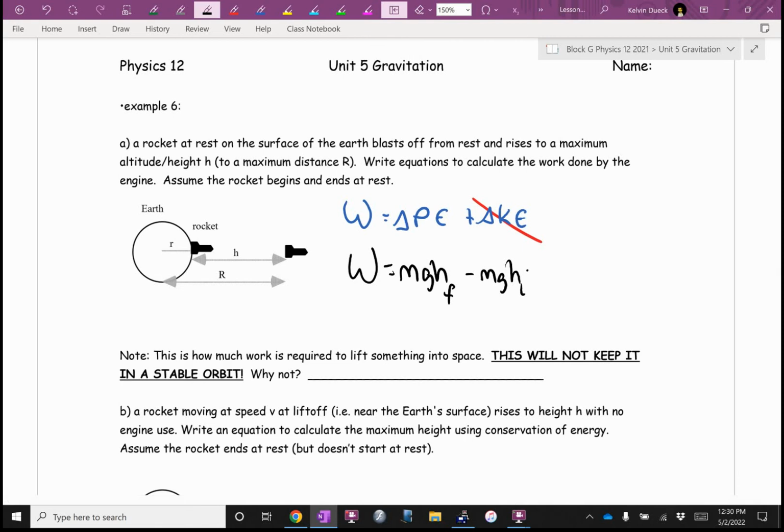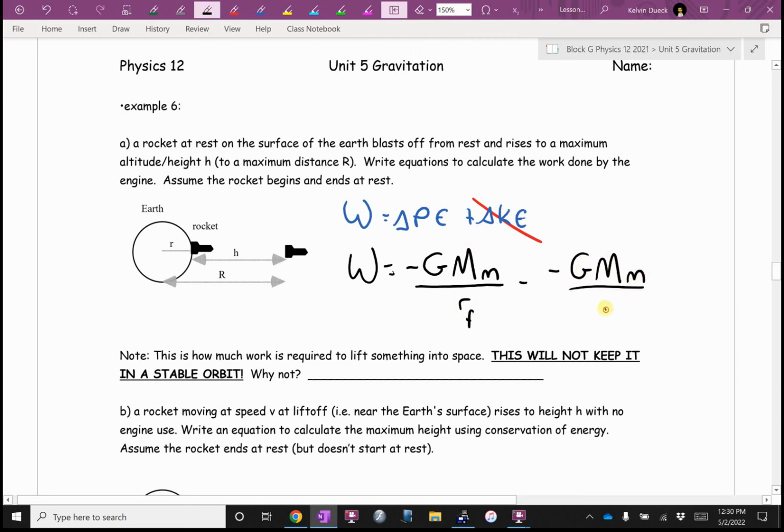Little g is changing. As soon as we go cosmic, we're going far enough away that this 9.8 is going to change. So, I have to use the cosmic potential energy. Negative big G, big M, little m over R final minus negative big G, big M, little m over R initial. This is, I wrote here as a note, this is how much work it's required to lift something into space to get it to the right height. This will not keep it in a stable orbit. Why not? What else do you need to stay in a stable orbit?